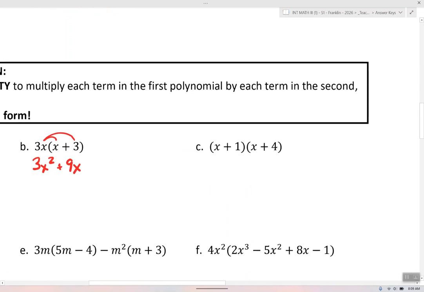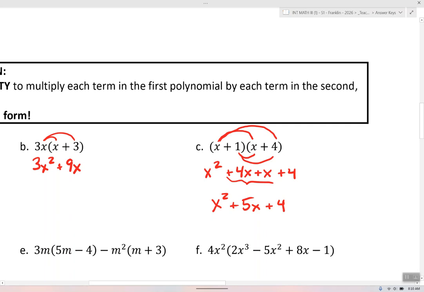Now, if you have more than one term, we'll have to make sure that each term in the first polynomial gets multiplied by each term in the second. So x times x is x squared. X times 4 is 4x. 1 times x is x. And 1 times 4 is 4. And then we can combine like terms right here. So x squared plus 5x plus 4 is the final answer here.